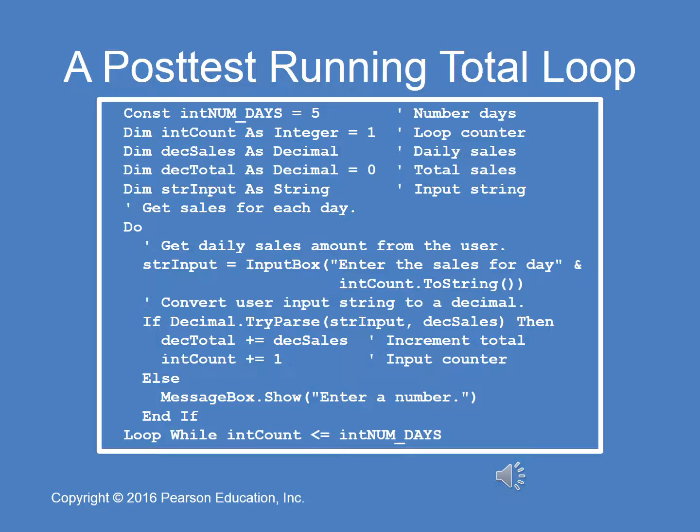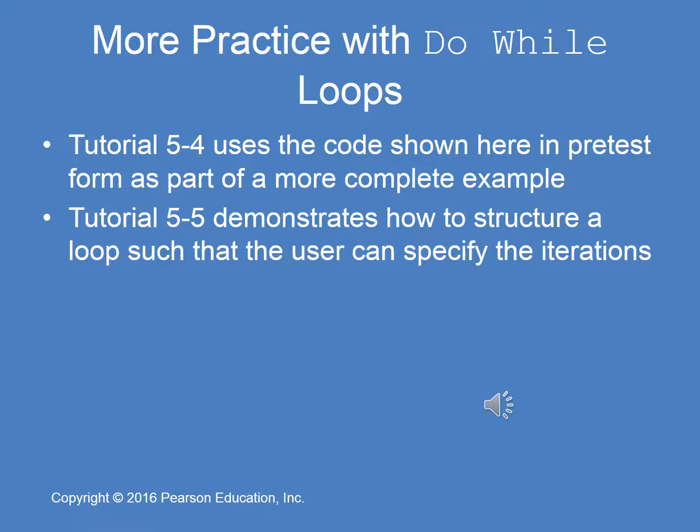Obviously, if the try parse fails, we're going to prompt them to enter a number, and we're going to continue to loop while int count is less than or equal to int number of days, which is a constant declared at 5. Take a close look at this. Just take a minute and digest this. This is your first real look at a fully coded do-while loop. That's the end of our do-while loop.